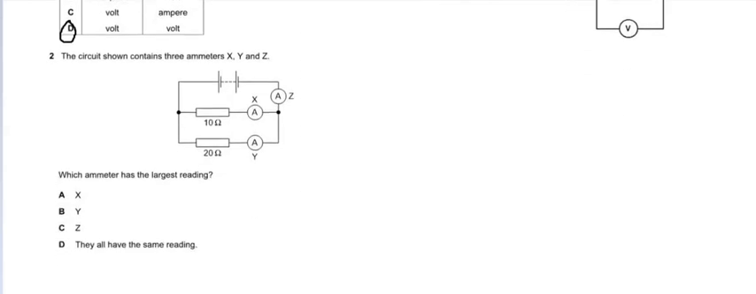Now we will move towards the next problem. The circuit shown contains 3 ammeters, X, Y and Z. We know that an ammeter measures the current, and now the problem is which ammeter has the largest reading. So 3 ammeters are shown over here.